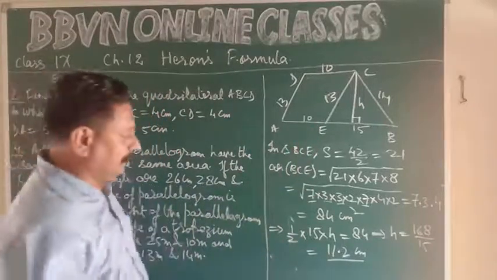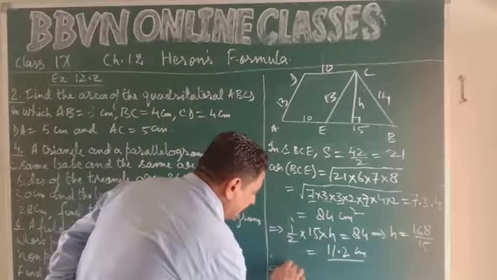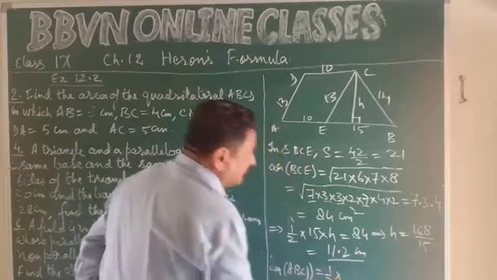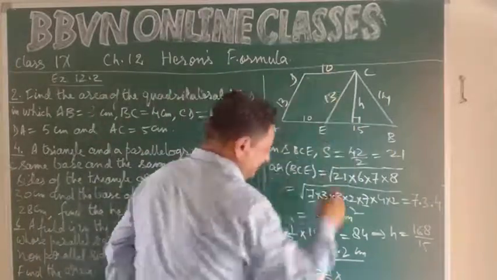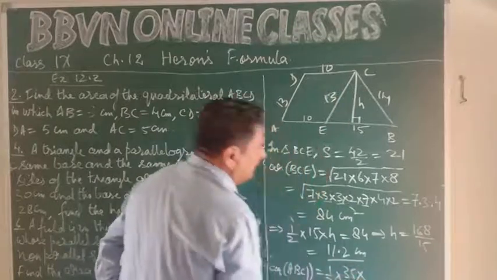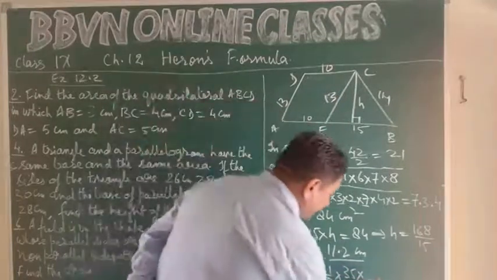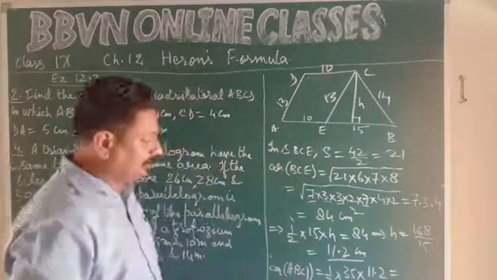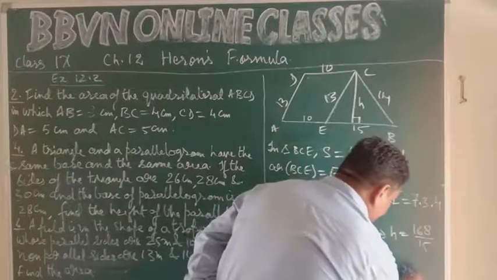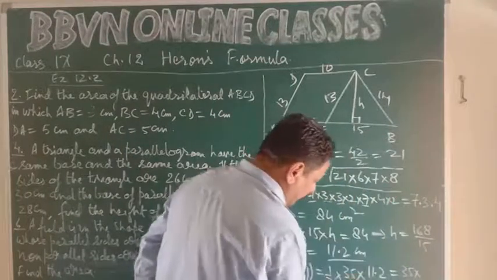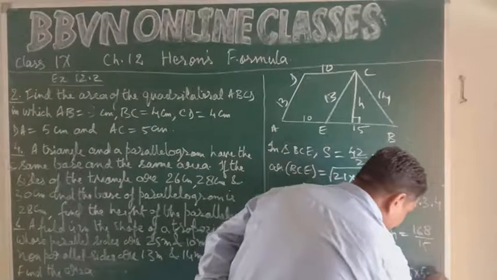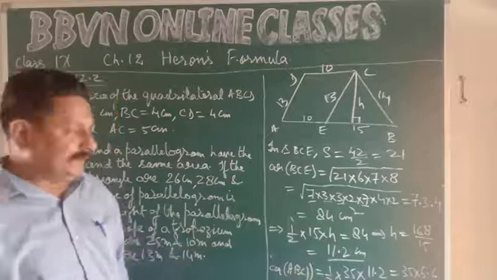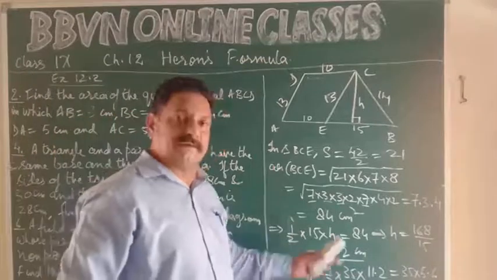You got the height. Now the area of trapezium ABCD is half into the sum of the parallel sides, 25 plus 10, 35, into the distance between them, the height, which is 11.2. Got it? So this becomes 35 into 11.2 divided by 2, 5.6. So 35 into 5.6, you will get 196. That is the area of this trapezium.